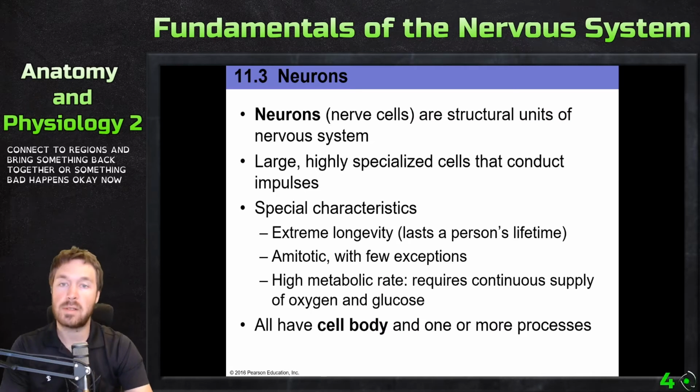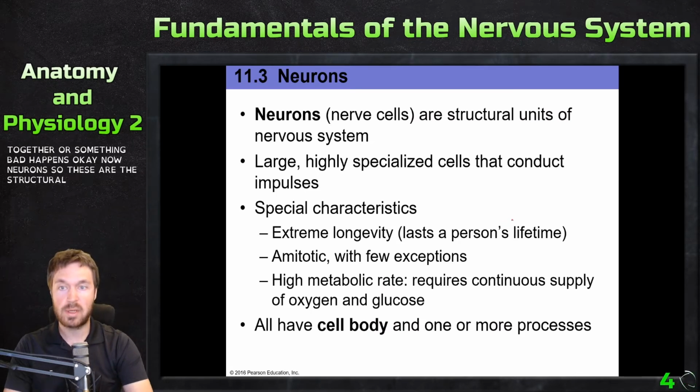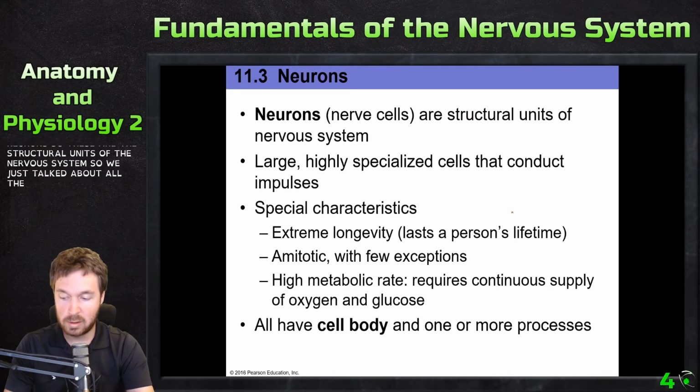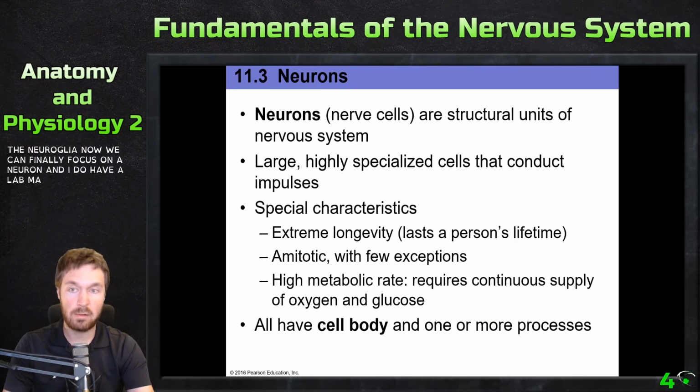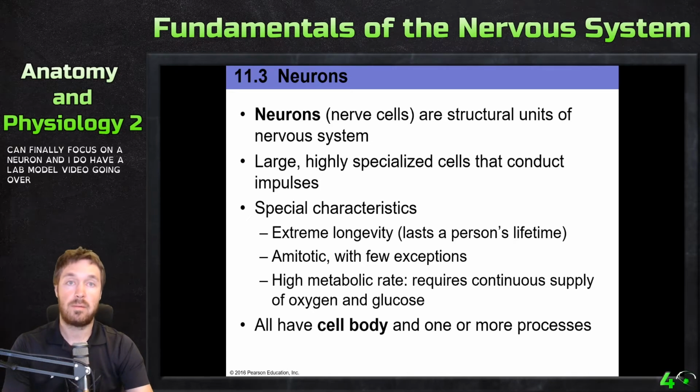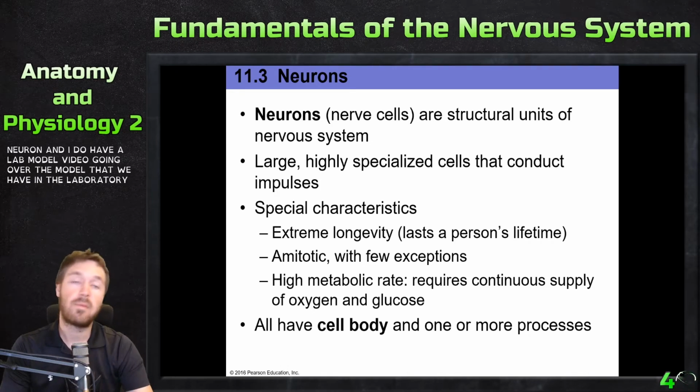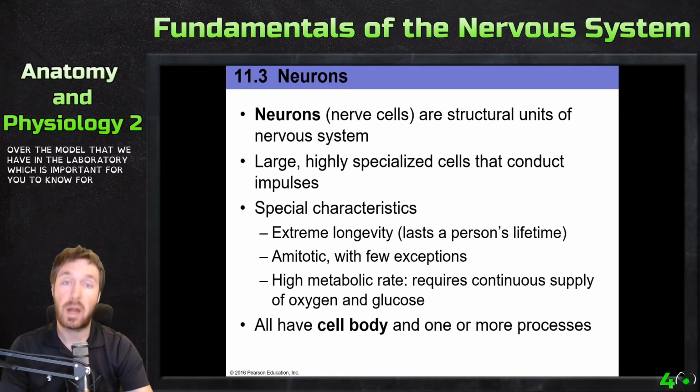Okay, now neurons. So these are the structural units of the nervous system. So we just talked about all the neuroglia. Now we can finally focus on the neurons. And I do have a lab model video going over the model that we have in the laboratory, which is important for you to know for the practical. Knowing the structure of a neuron and the different parts of a neuron is very important.